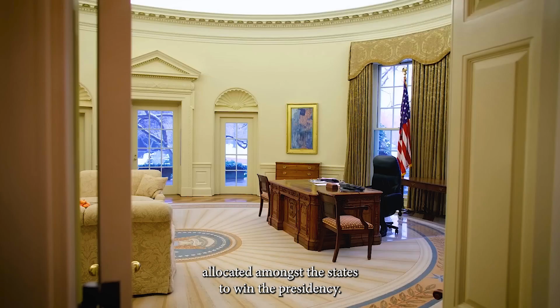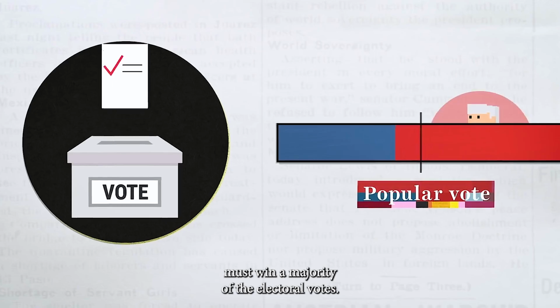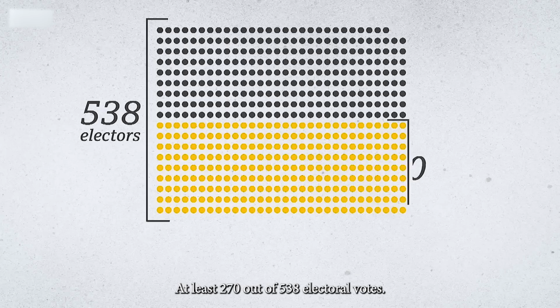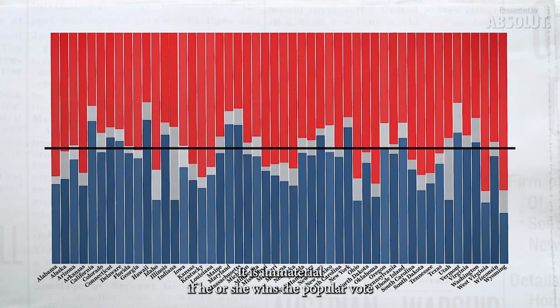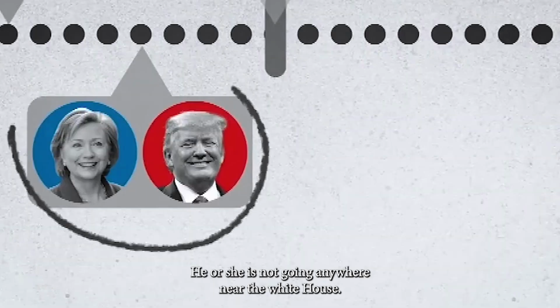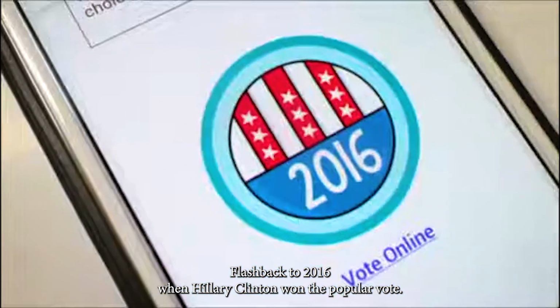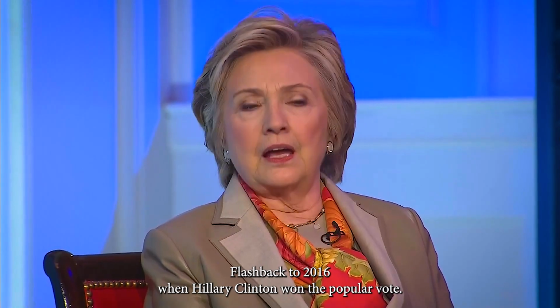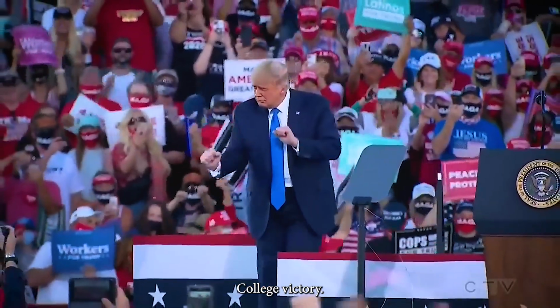To win the presidency, a candidate for the office of President of the United States of America must win a majority of the electoral votes, at least 270 out of 538 electoral votes. It is immaterial if he or she wins the popular vote. Without the majority of the Electoral College votes, he or she is not going anywhere near the White House. Flashback to 2016, when Hillary Clinton won the popular vote. Donald Trump danced to the White House on the back of his Electoral College victory.